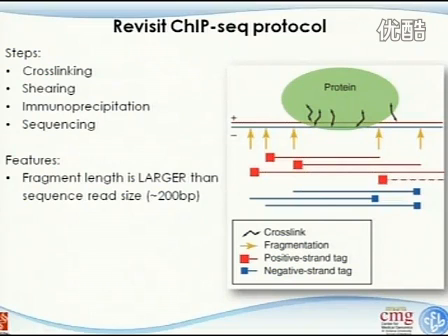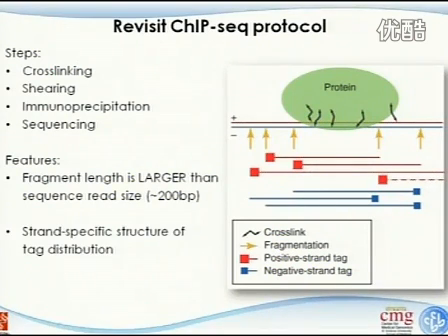But the feature of this is that the fragment length of this DNA after you shear it is larger than the sequence read size. The sequence read is only the very beginning of it. So you can see this is a DNA fragment. Let's say this is 200 base pairs, and you only sequence the first 35 or 50 base pairs. Okay?